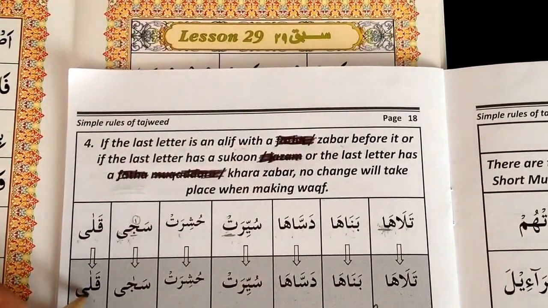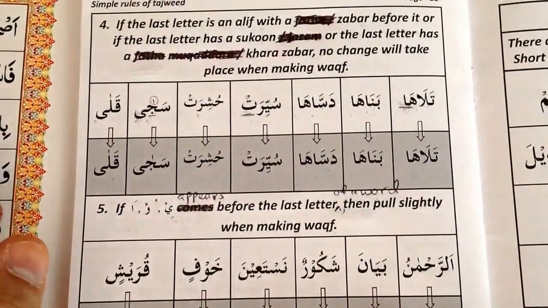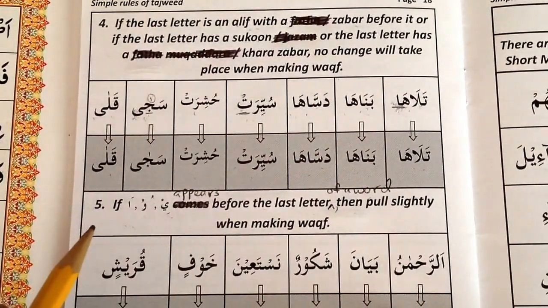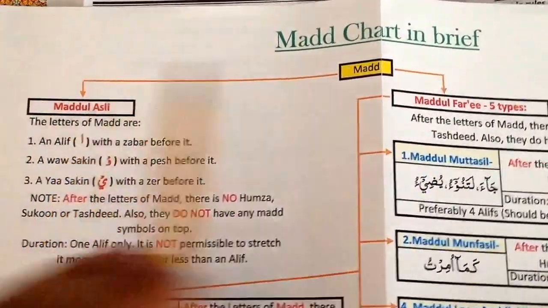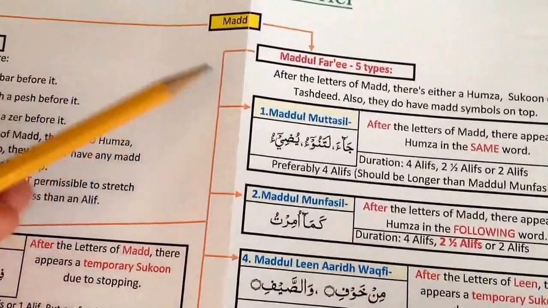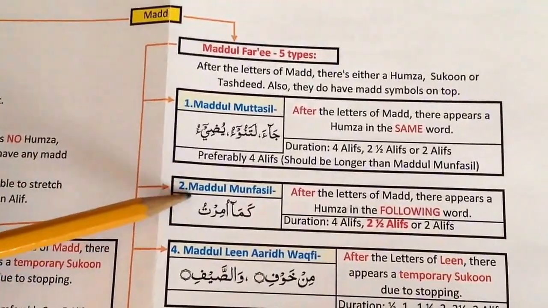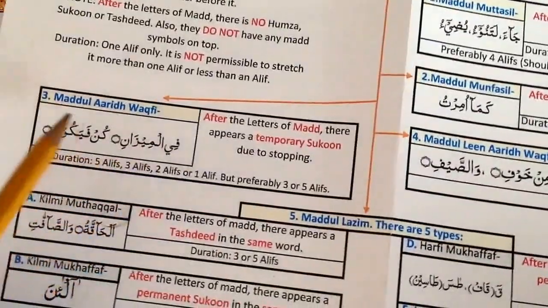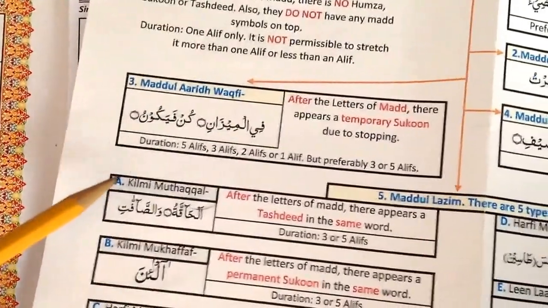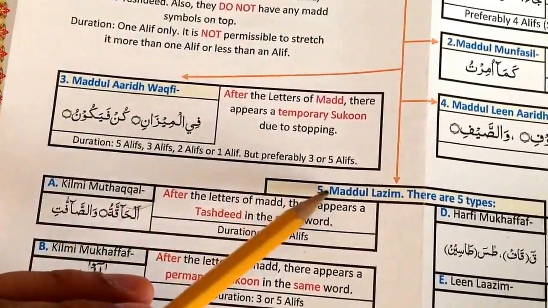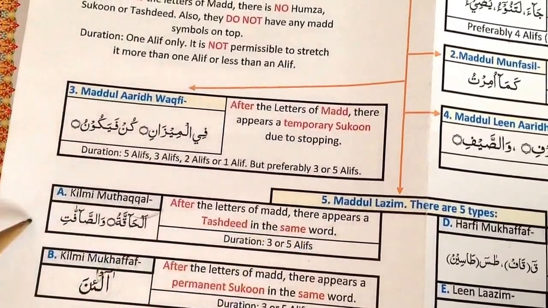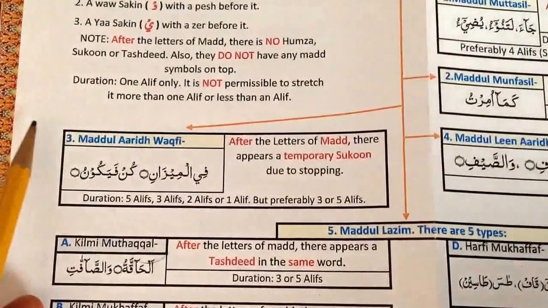Qala, qala. Now rule number 5. Rule number 5 is actually one of the 5 types of maddul far'i. In the previous lessons we were going over the different types of mad. We went over that there are 2 types of mad, maddul asli and maddul far'i, and maddul far'i has 5 types. We went more in detail about maddul muttasil and maddul munfasil. Then we skipped these 2 rules and we went over the 2 types of maddul lazim, which is the 5th type of maddul far'i. So these 2 rules are actually related to rule number 5. So let's go over this right now.